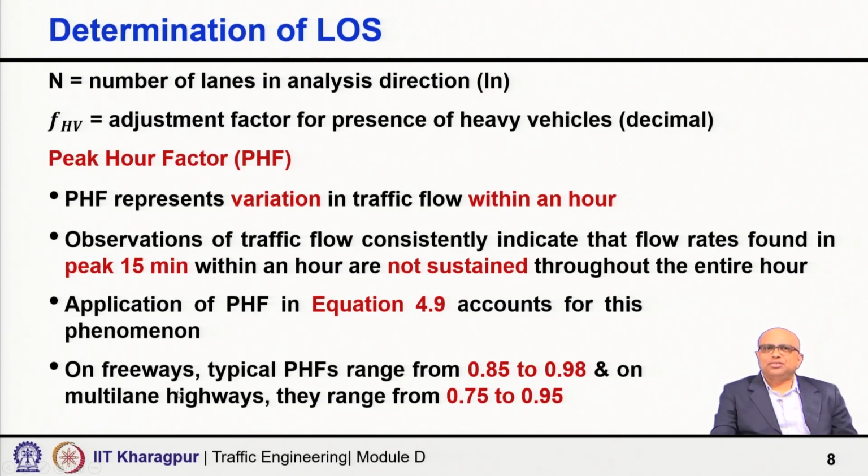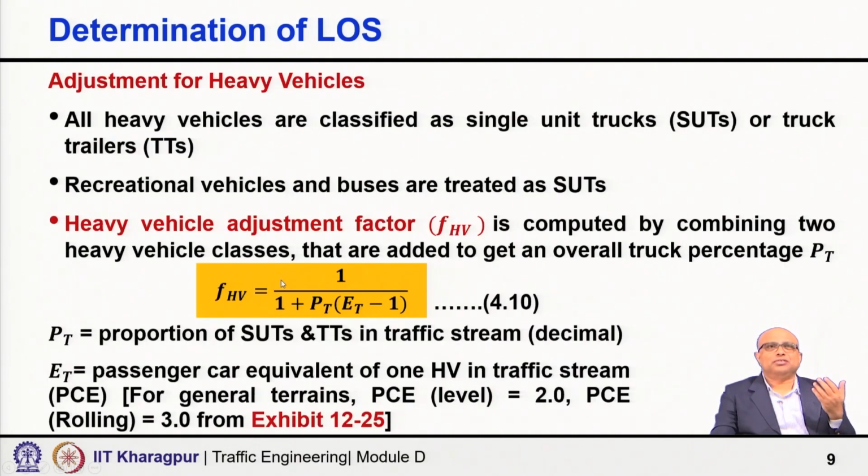So, once we apply the peak hour factor, this accounts for this phenomenon. On freeways, typical PHF ranges from 0.85 to 0.98, and on multi-lane highways the range is 0.75 to 0.95, as given in the Highway Capacity Manual. So, based on this fact we can apply a particular PHF value to take care of the 15-minute hourly flow rate.